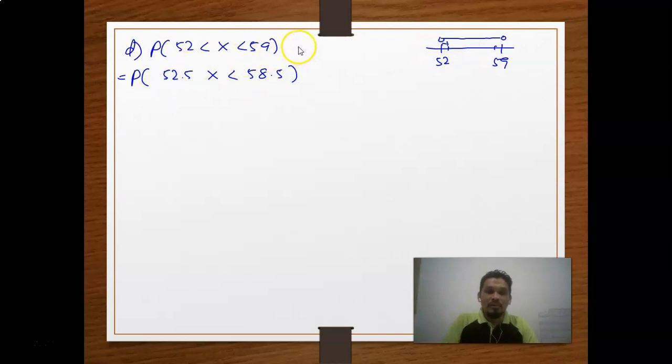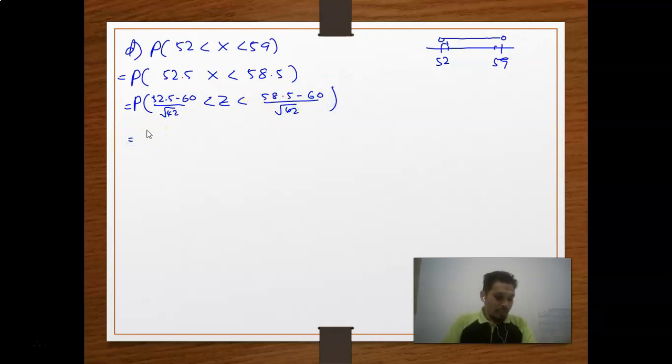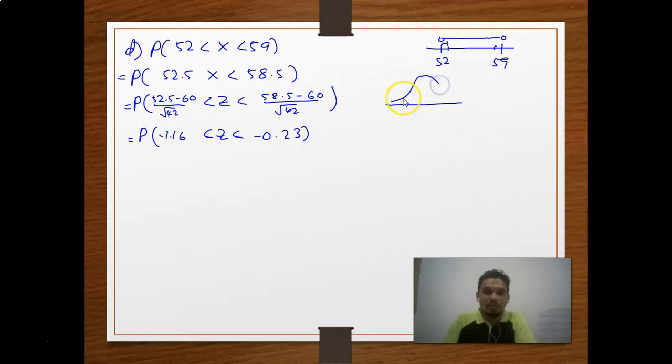Now, the first step is continuity correction, clear? Then turn it from binomial into normal, which is 52.5 minus 60 divided by the standard deviation, square root of 42, and also 58.5 minus 60 divided by the standard deviation. This gives you Z in between negative 1.16 and negative 0.23. Both of these results are negative, so from the graph both are on the left side.